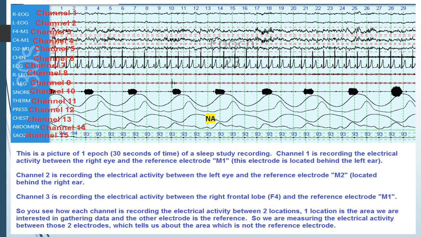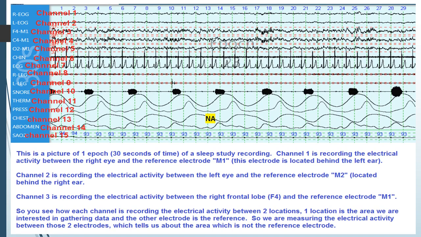On this sleep study, there are 15 channels being used. The top 2 channels are your eyes. One is your right eye and the other is your left eye. Notice your eye montage settings. It has R-EOG for the right eye and L-EOG for the left eye.